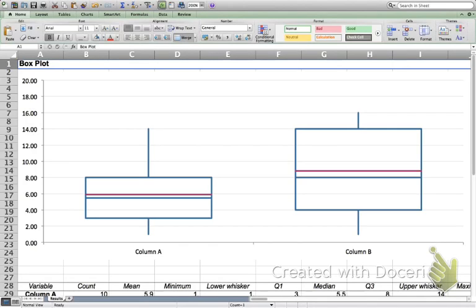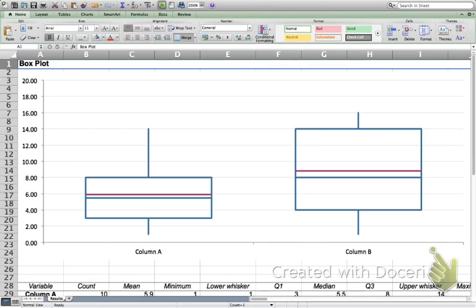looks to contain data that has higher values than box plot A. We can see that the box portion of the box plot is higher up on the number line. We can also see that it's a bit wider, which is something of interest too.